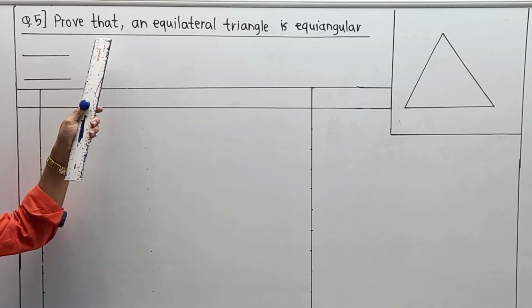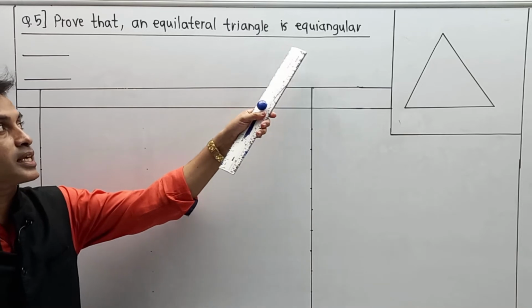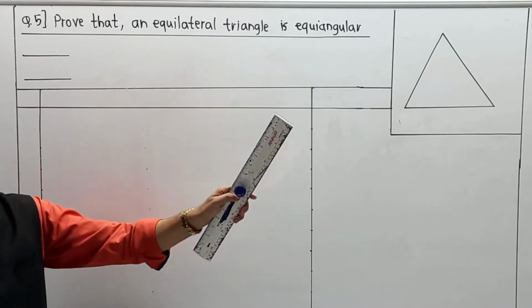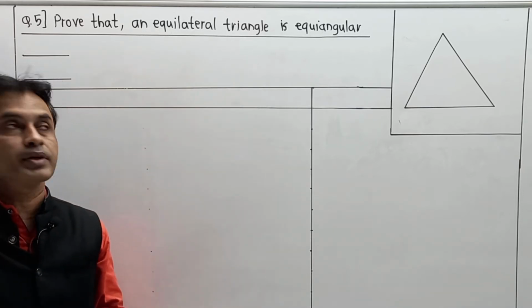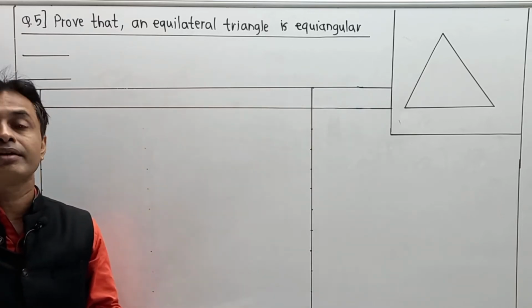Prove that, means it is a proof. Prove that an equilateral triangle is equiangular. An equilateral triangle means all three of its sides are equal. Equiangular means all its angles are equal, that we have to prove.